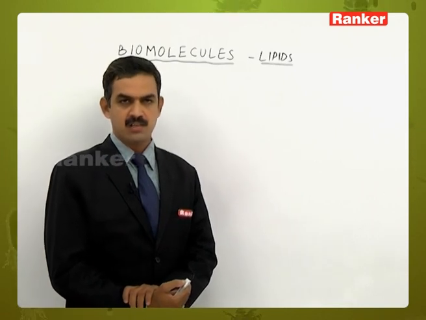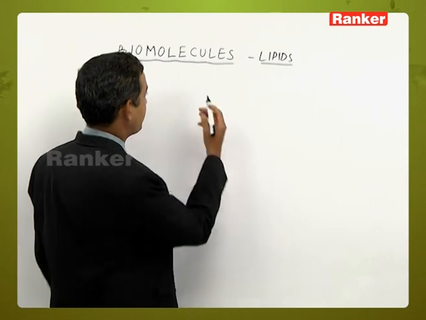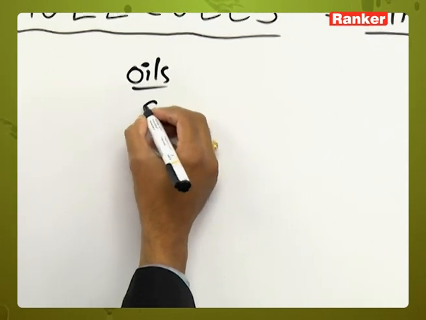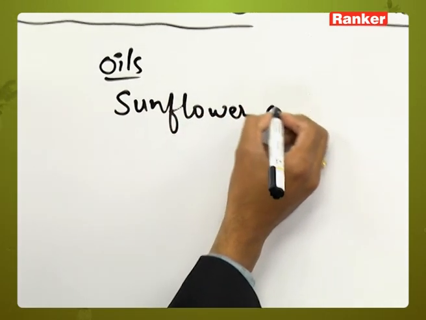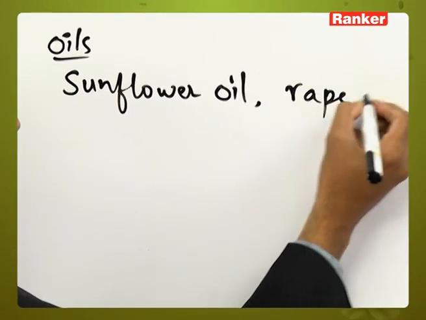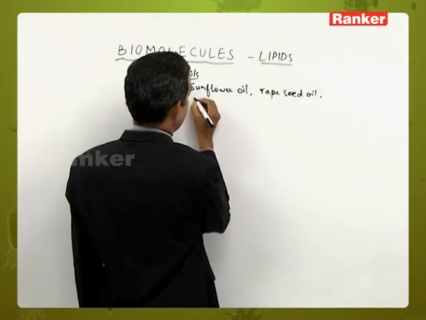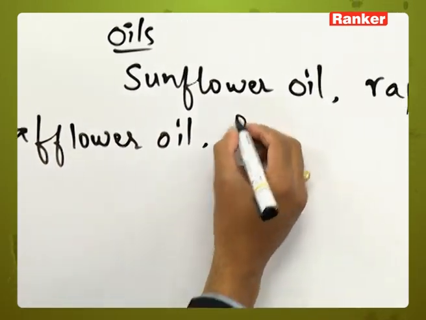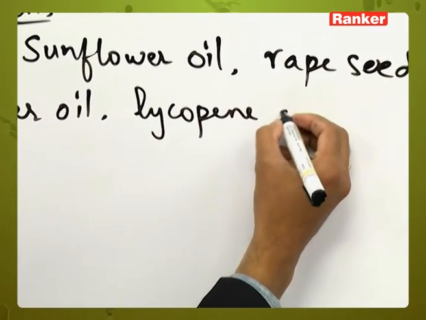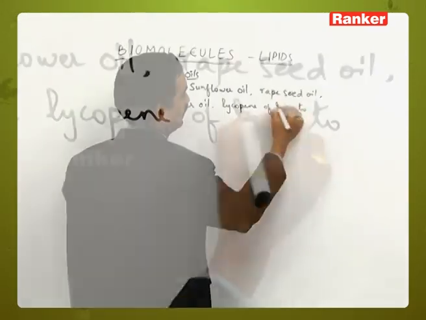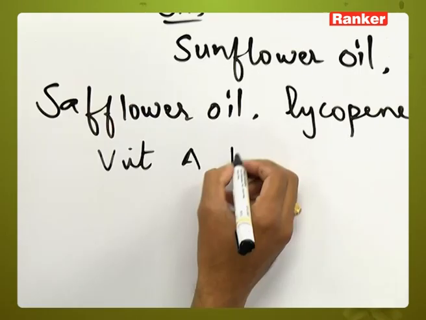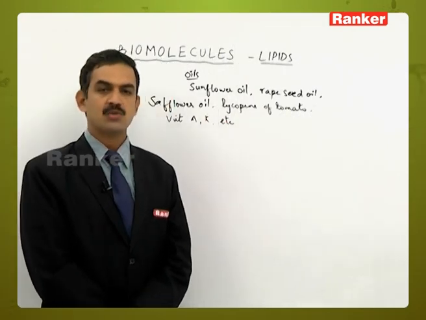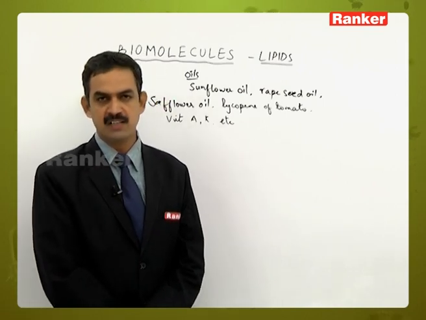Where are these lipids present in a plant or any animal? Mainly they are present in the form of oils, like the different types of oils we use, such as sunflower oil, rapeseed oil, safflower oil. They are also seen in the lycopene of a tomato, and in vitamins A, K, etc. Likewise, lipids are present in various sources in different plants and also in different types of animals.